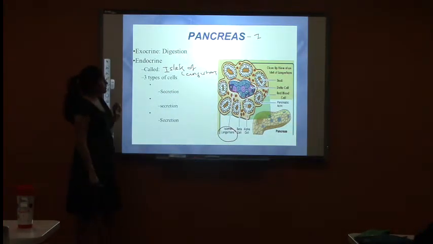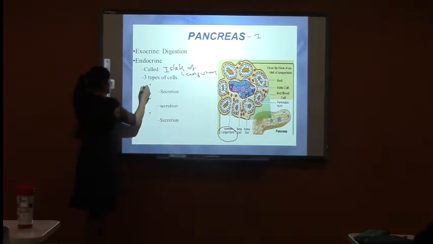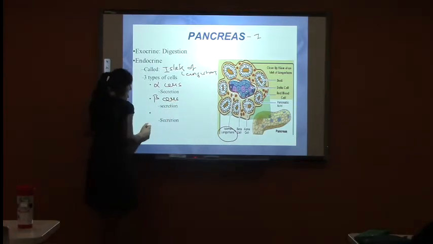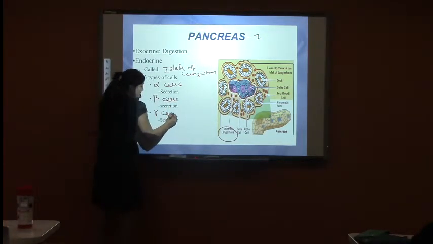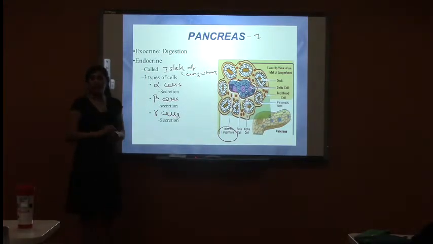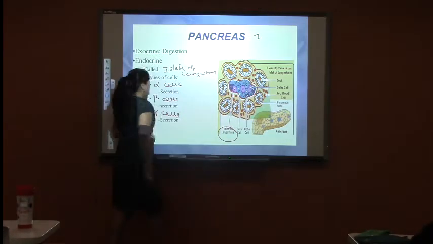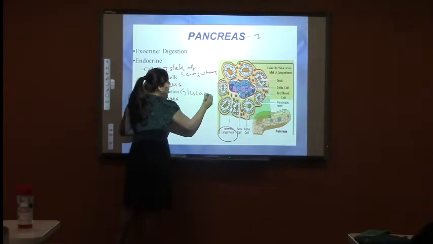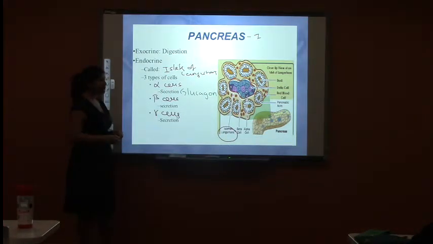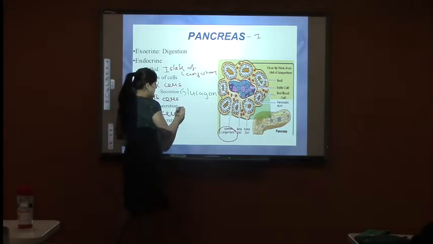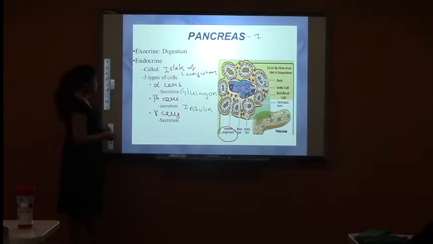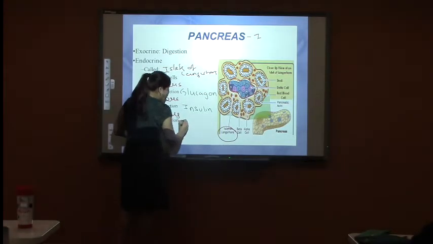Now, the endocrine part of the pancreas has three distinct cells. It has alpha cells, beta cells, and delta cells. Alpha, beta, and delta cells. Alpha cells secrete a hormone called glucagon. Beta cells secrete a hormone called insulin. Delta cells secrete a hormone called somatostatin.